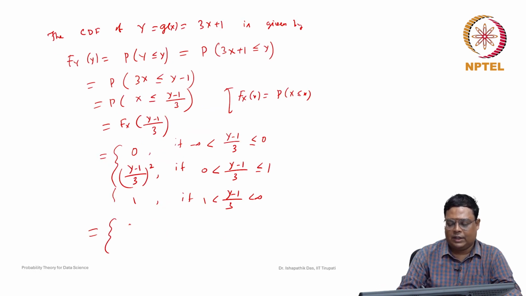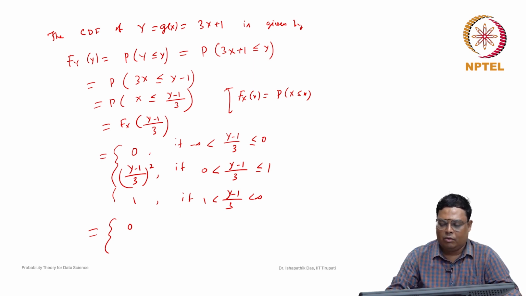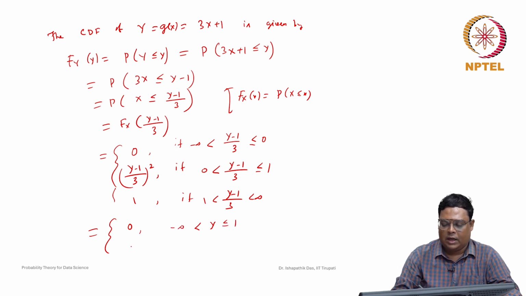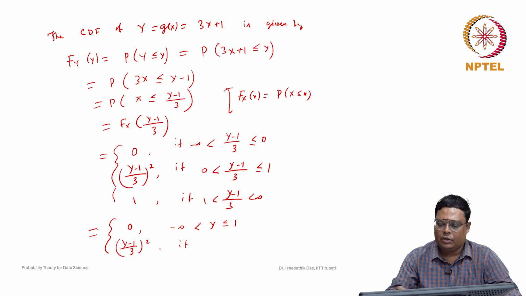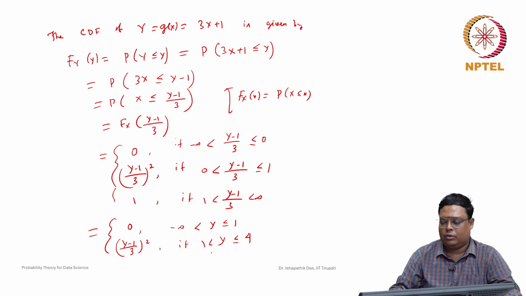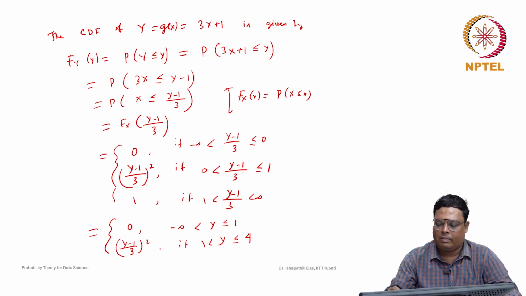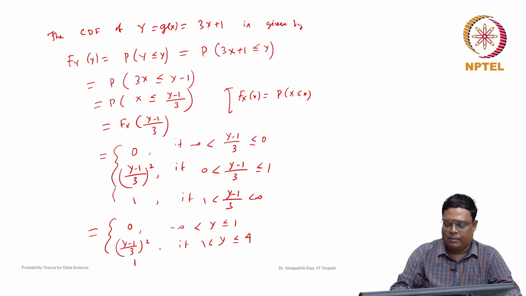By simplification it is 0 if y is between minus infinity and less than or equal to 1, and it is (y minus 1) by 3 whole squared if y is greater than 1 and less than or equal to 4. If we multiply by 3 first and then add 1, we get 4. So this is equivalent to multiplying by 3 and then adding 1. Then it will be 1 if y is greater than 4, less than infinity.